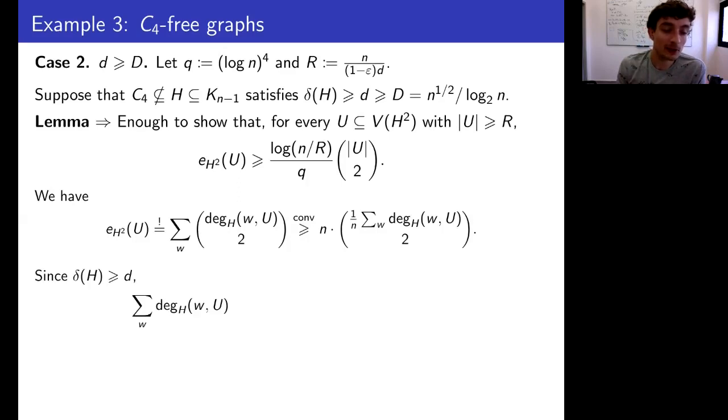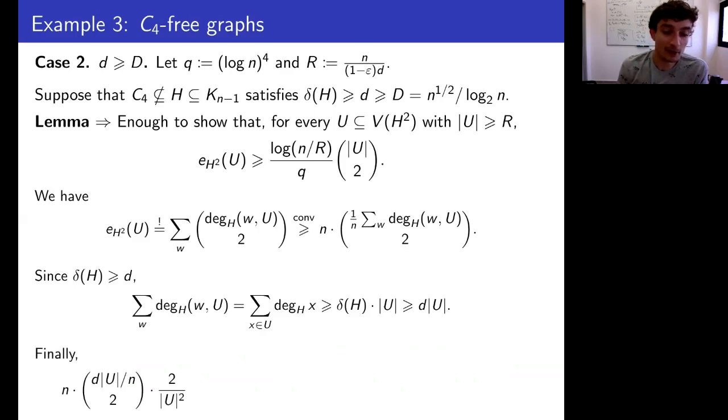Finally, since the minimum degree of H we assumed is at least d, the sum from the top of the binomial coefficient is equal to, first, the sum over all vertices in U of the degree of the vertex in the graph H. And second, because of the minimum degree assumption, we have |U| vertices, each of them has degree at least delta of H, but delta was at least d, so we get d times |U|.